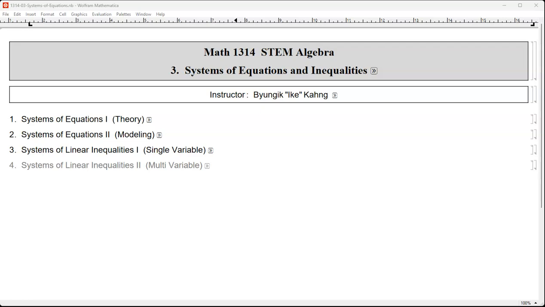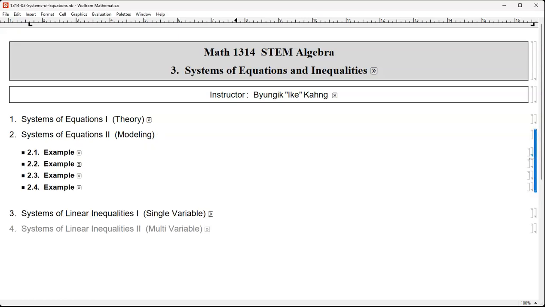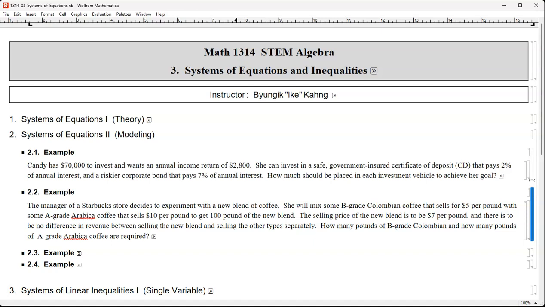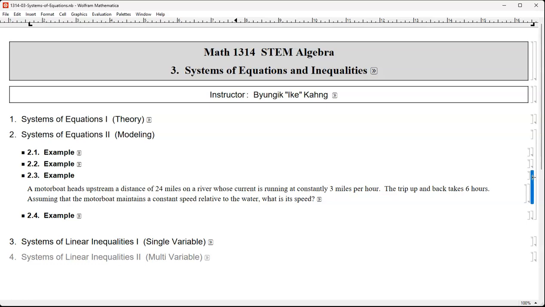Hello students, welcome back. Let us resume our discussion in section 2. Previously we went through examples 2.1 and 2.2. And please remember, they were both systems of linear equation problems. Let's go to 2.3 and here's the problem. Stop the playback and read through, and then try to set up the problem on your own.